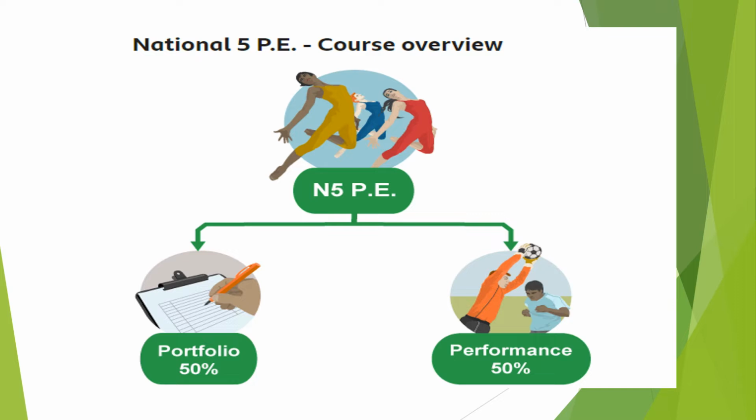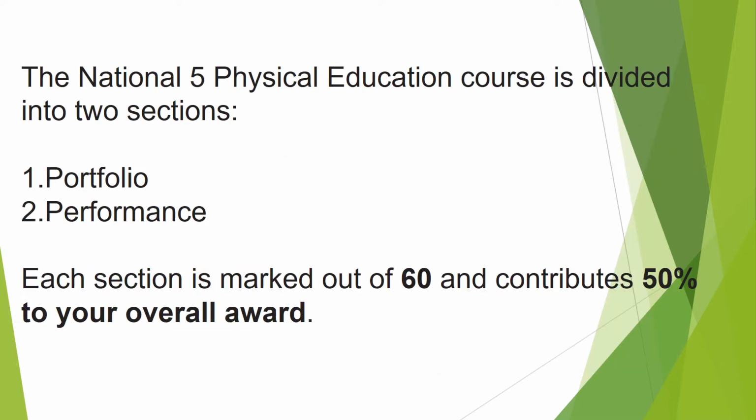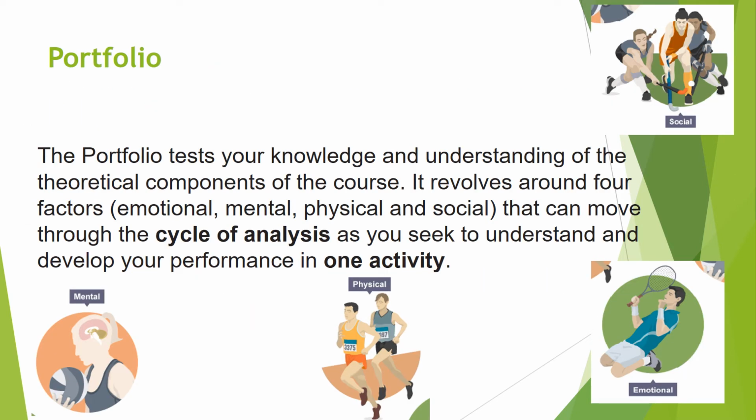The National 5 Physical Education Award is split into two equally assessed components. The first half is the portfolio, which is a written element of the course and is externally marked by the SQA. And the second half is internally marked and is a one-off practical performance. Like I previously said, the National 5 qualification is split into two components, the portfolio and performance. Each section is marked out of 60 and contributes 50% to your overall award.